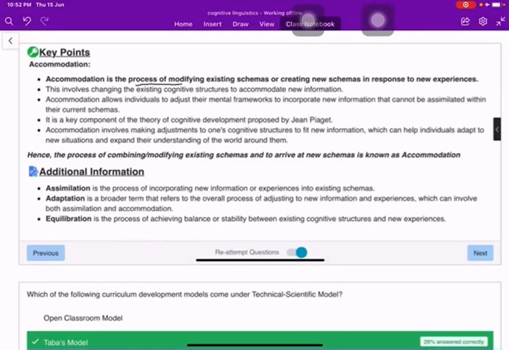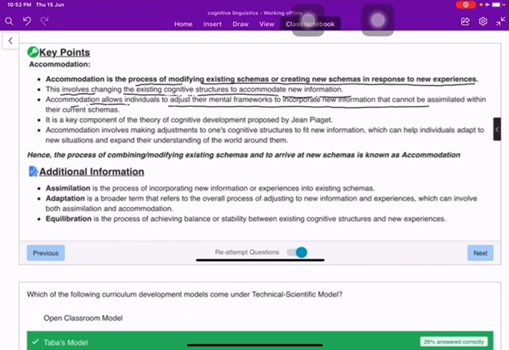Accommodation, the process of modifying existing schemas or creating new schemas in response to new experiences, involves changing the existing cognitive structures to accommodate new information, allows individuals to adjust their mental frameworks to incorporate new information that cannot be assimilated within their current schemas. Key component of the theory of cognitive development proposed by Jean Piaget.